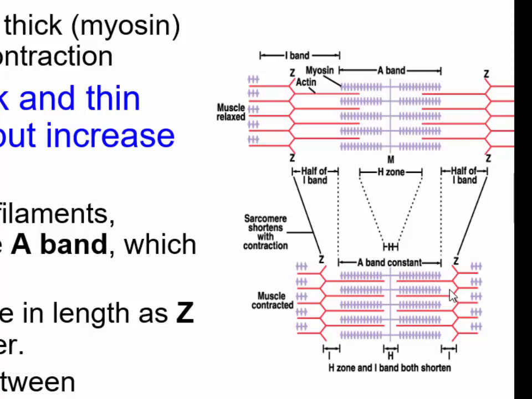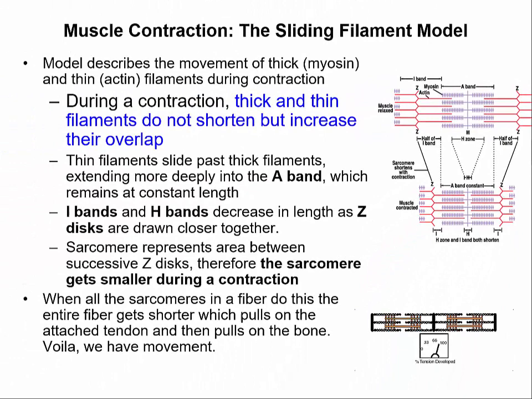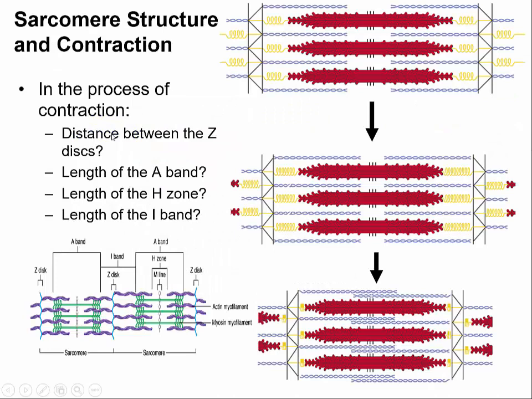When this happens, when the sarcomere shortens, when the muscle contracts, you definitely should know that the I band shown here, the H band, or H zone, shown here, and the Z disc to Z disc, which is the length of a sarcomere, are all going to shorten during a muscle contraction. So whenever all the sarcomeres in a fiber shorten, the entire muscle fiber or muscle cell gets shorter, which pulls on the attached tendon, which then pulls on the bone, and you have bone movement due to those muscles.